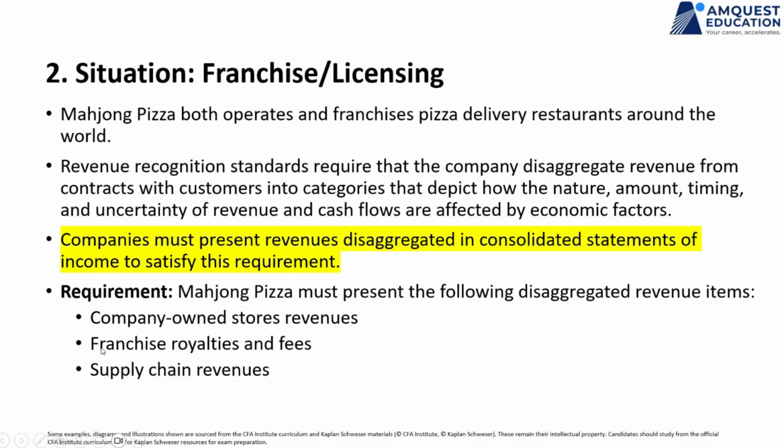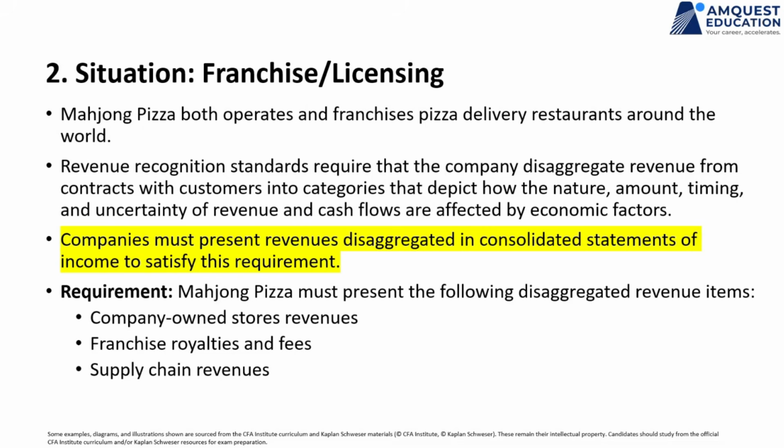Take another one. Let's talk about situation where there's a franchise or licensing arrangement. Mount Pizza both operates and franchises pizza delivery restaurants around the world. Revenue recognition standards require that the company disaggregate revenue from contract with customers into categories that depict how the nature, amount, timing, and uncertainty of revenue and cash flows are affected by economic factors. So companies in this case must present revenues disaggregated into consolidated statements of income to satisfy the requirement.